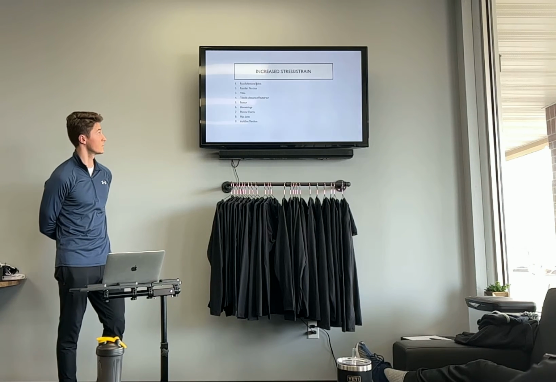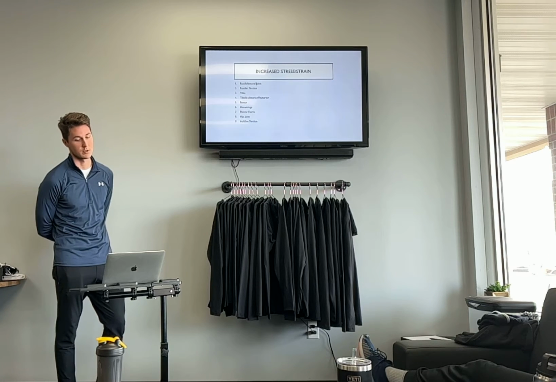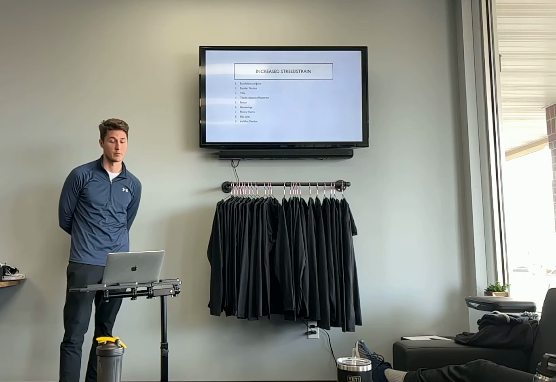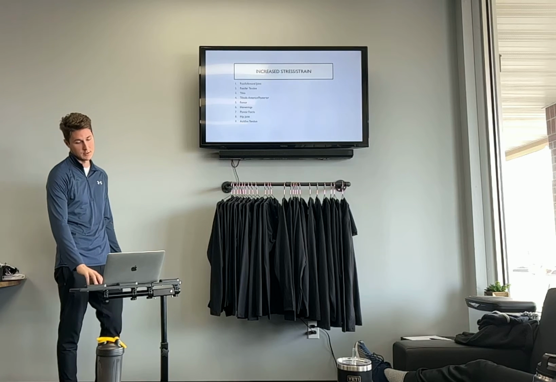So with this running style, people are going to have increased strain on the patellofemoral joint, patellar tendon, tibialis anterior, posterior, femur, hamstrings, plantar fascia, hip joint, and the Achilles tendon.